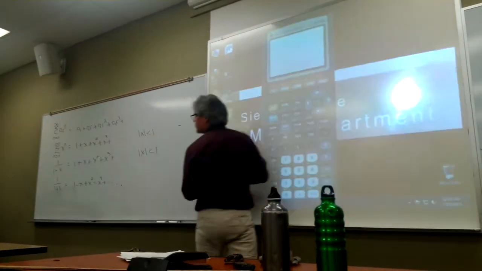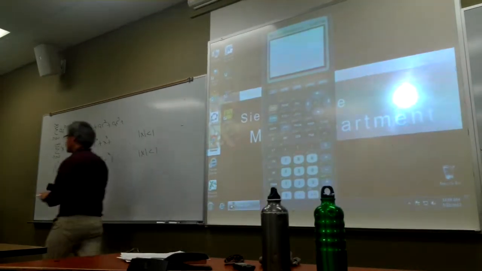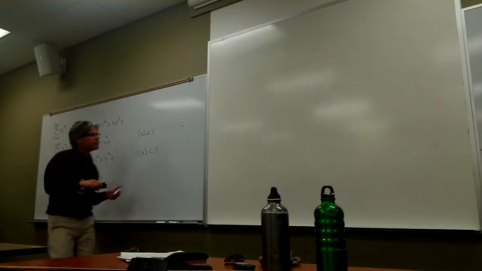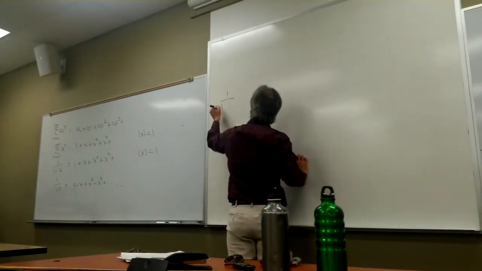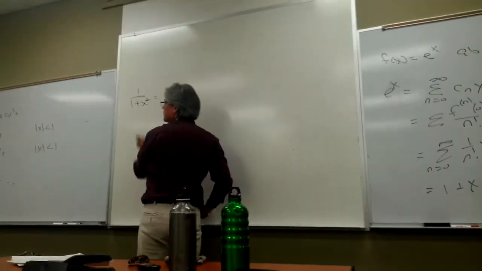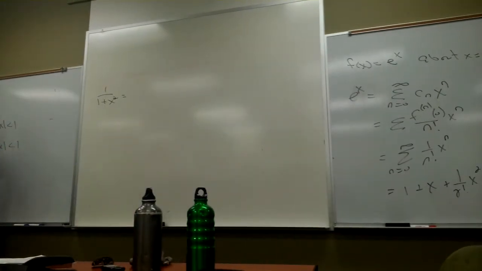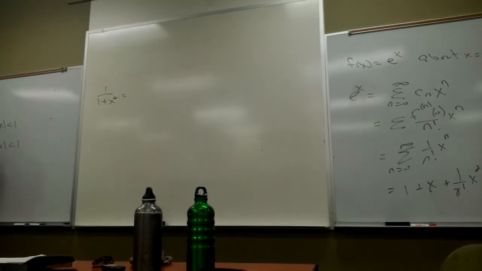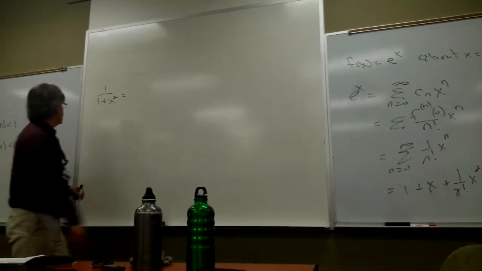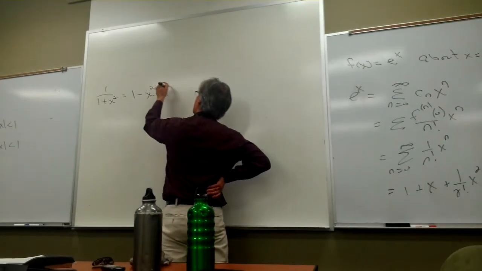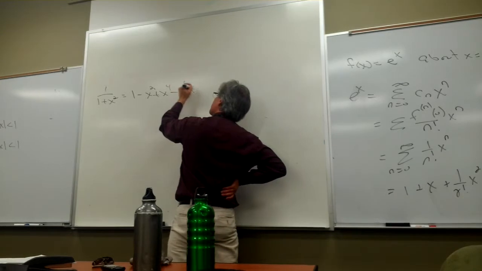I think when it comes to something like, I hit the wrong button, sorry. I think when it comes to something like 1 over 1 plus x squared, this can be interpreted as nothing more than this, with x being replaced with negative x squared. Or you, down here, replace this x with x squared. I think that generates a 1 minus x squared plus x to the 4th minus x to the 6th. Are you guys with me?